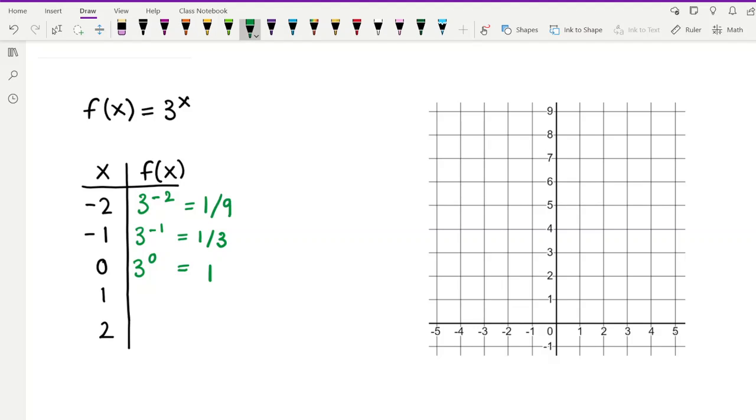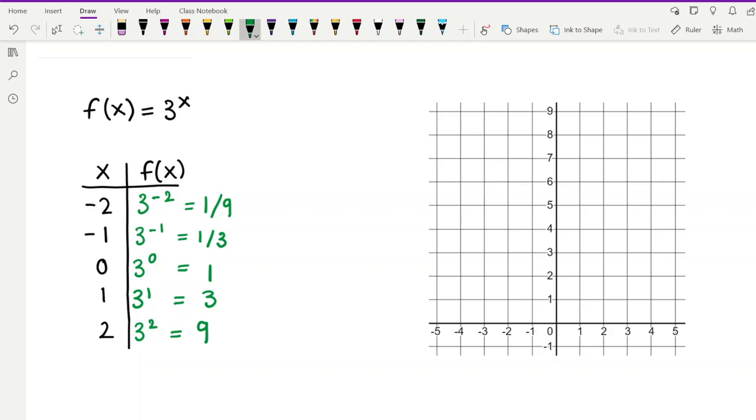It's a property that is true for any base. Any number that you raise to the 0 power, regardless of what that base is, you're always going to get 1 as your output. Then we plug in 1 and we get 3 to the first power, which is just 3. And then finally we plug in 2 and we have 3 squared, which is 9.